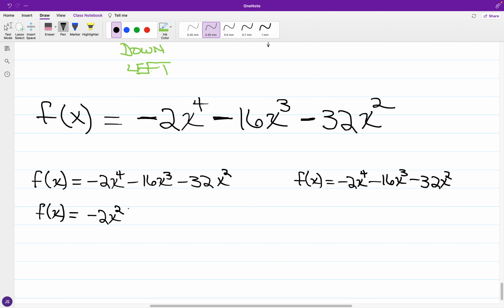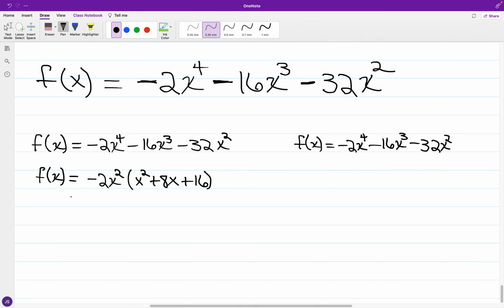to be factored out. And if I do that, you got negative 2x squared into negative 2x to the fourth. So that's going to be x squared. Negative 2x squared into minus 16x cubed, that's going to be a positive 8x. And negative 2x squared into negative 32x squared, so this will be a positive 16.